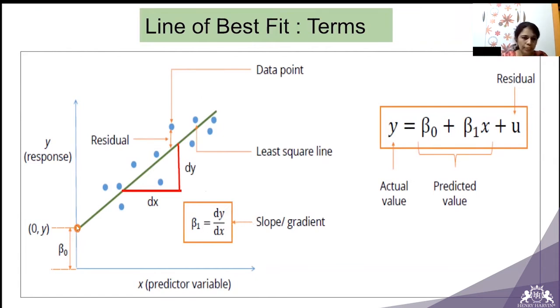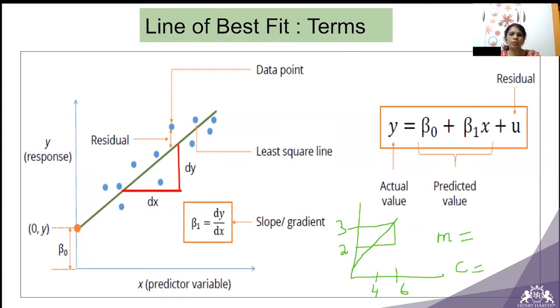And what is c here? Where the line intersects the y-axis is called c. Let it be 2, here I'll write this is 4 and this is 6. What are m and c in this case? If you are clear with that, we can go ahead. So in this diagram, what is the value of m? What is the value of c? M is 0.5. What is c here?